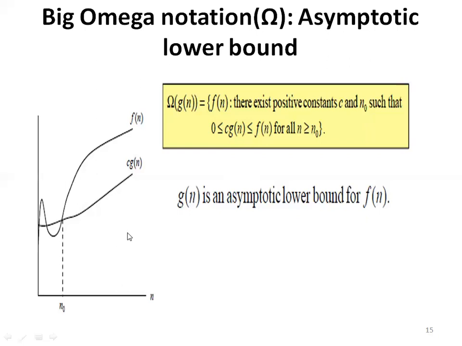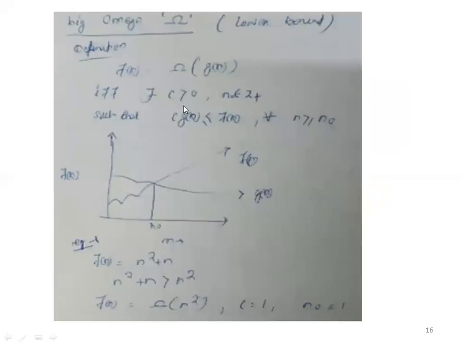And you can see in this diagram, this is the c times g(n) curve and this is the f(n) curve. This c times g(n) curve is less than this f(n) curve starting from this point n0. So this is your big omega notation. And you can see in this diagram the definition of big omega notation is written. So the definition is f(n) = Ω(g(n)) if and only if there exist c greater than 0 and n0 belonging to Z+ such that c times g(n) is less than or equal to f(n) for all n greater than or equal to n0.